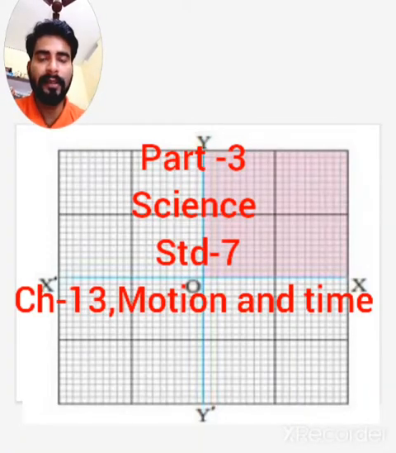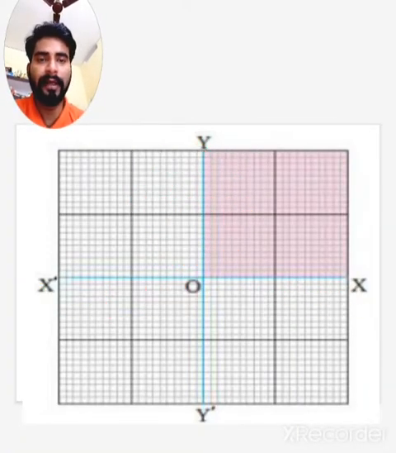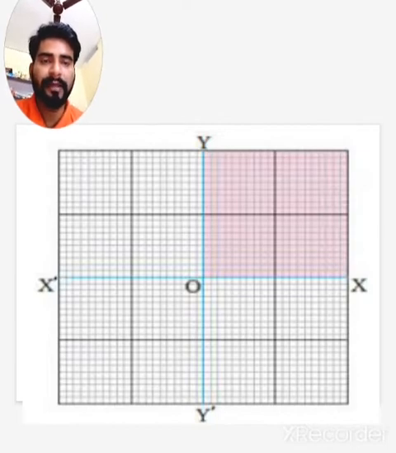Then students, the next thing is the graph. This shows the graph paper. Easily we can see on the graph sheet the x-axis and y-axis. O is the origin position.